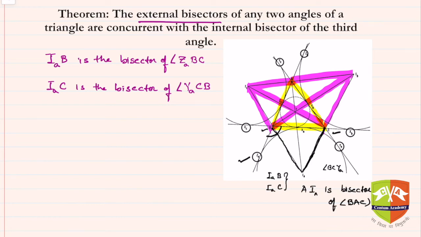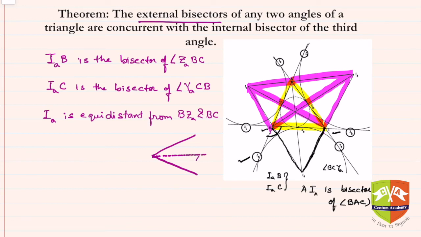Now that means IA is equidistant from which two sides? BZA and BC. Why is that? Because angle bisector is nothing but the locus of points which are equidistant from the two sides, and we have seen this in the previous session. If this is an angle, and you trace the locus of all the points equidistant from both the sides, then you will get the angle bisector. This is what we have learned, isn't it? So IA is equidistant from BZA and BC.